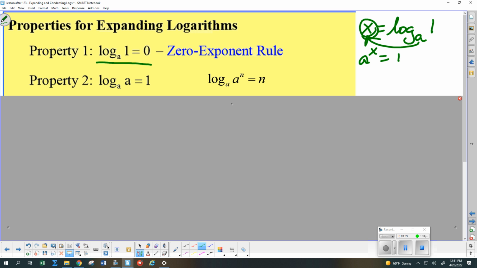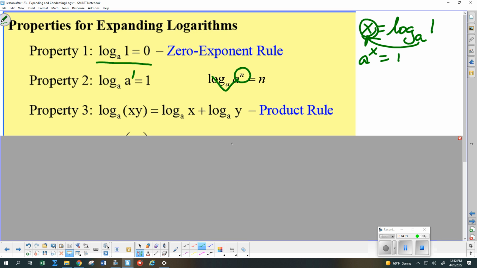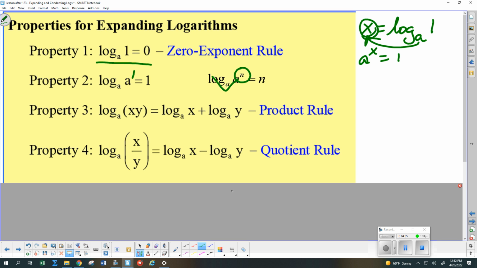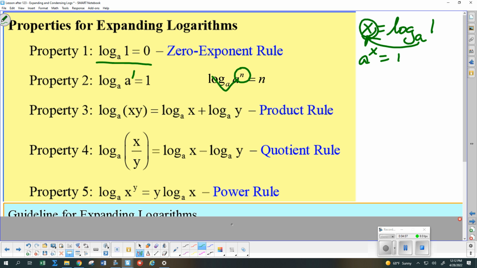We've also done some where we've said, oh yeah, log base a of a to something. The log base a cancels. So this would have been log base a of a to the first is 1. Log base a of a squared is 2. Log base a of a cubed is 3. Log base a of a cancels and just leaves whatever used to be the exponent. And this is the product rule and the quotient rule that we just reviewed, as well as the power rule.